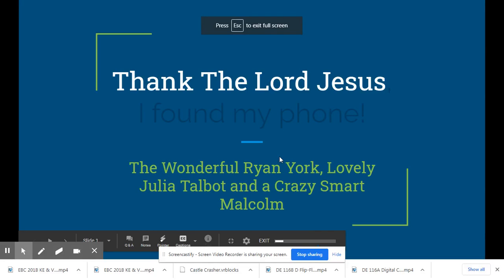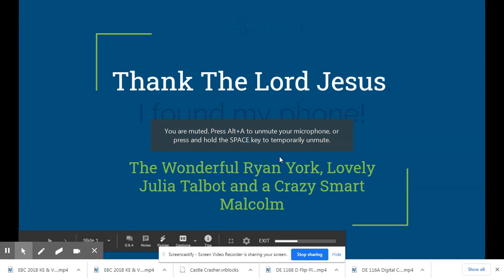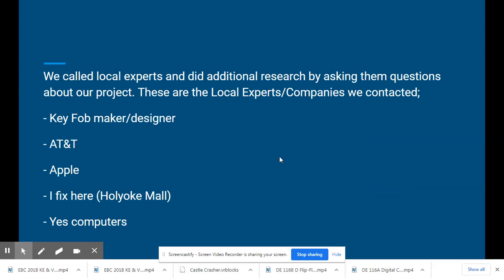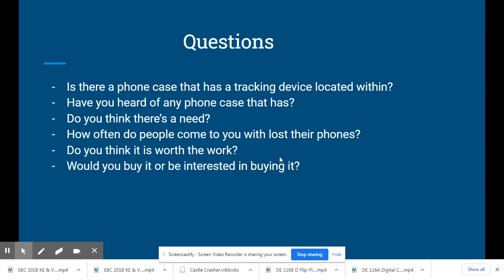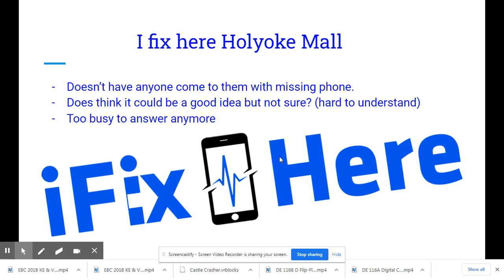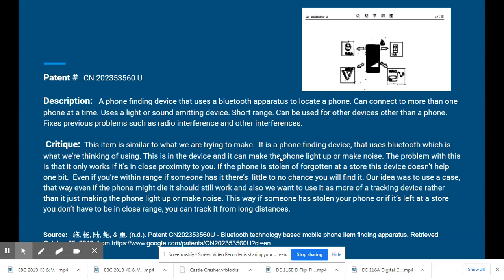Today we're going to quickly review a sample project from the past search. B, local experts. They've got 5 experts they contacted, 1 per person. These are the questions they asked. Apple Computers, Yes Computer, AT&T, iFix here at the Holyoke Mall.